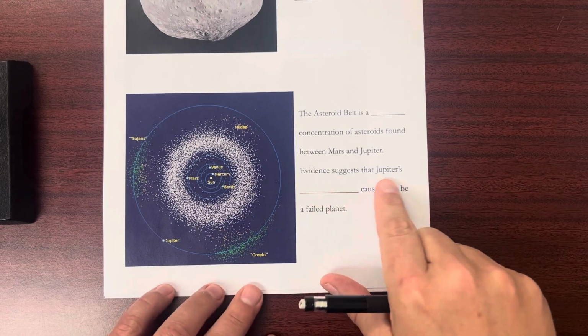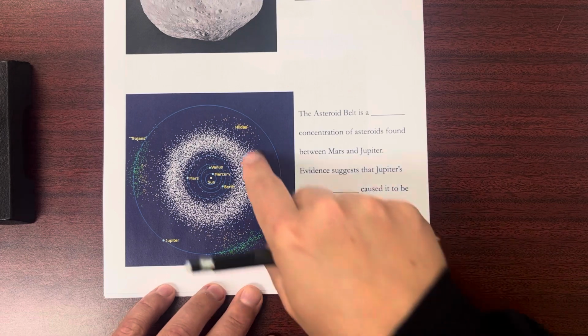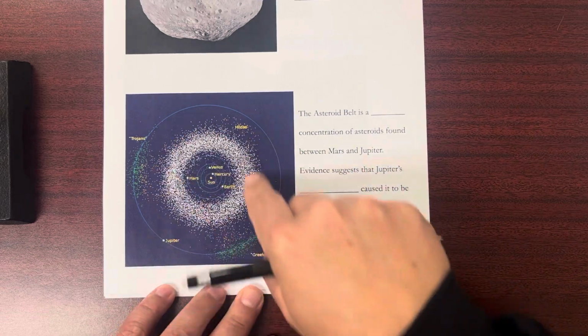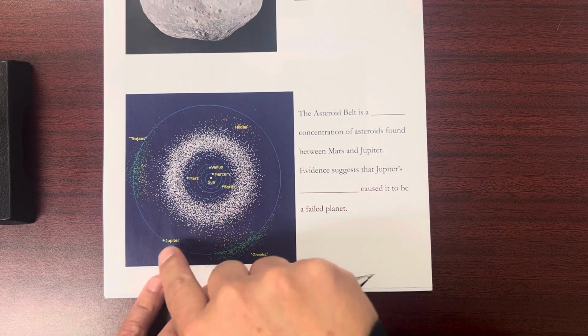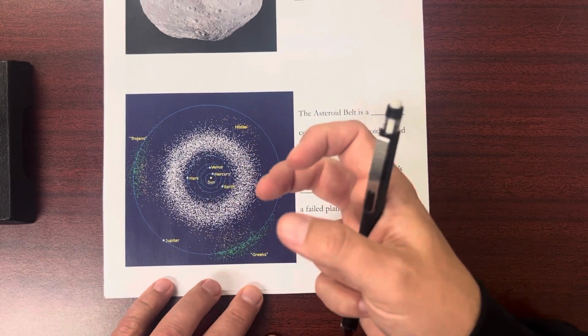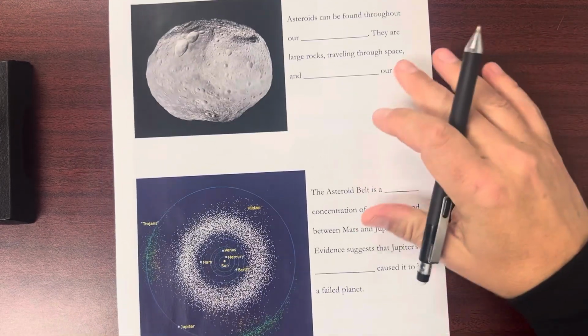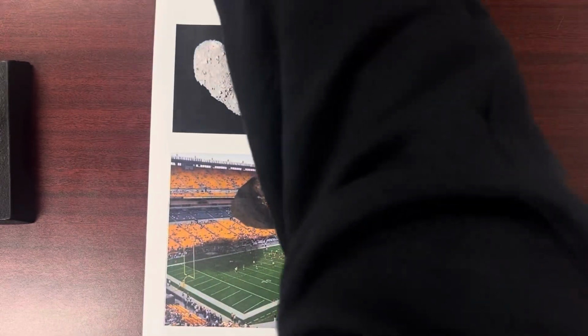So evidence suggests that Jupiter's gravity caused the asteroid belt to be a failed planet. So this might have solidified into a planet, but it seems like Jupiter's gravity had an effect on that and didn't allow it to solidify into a planet. Okay, let's move on.